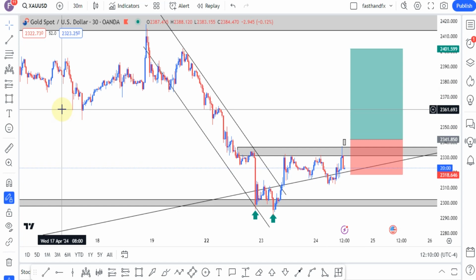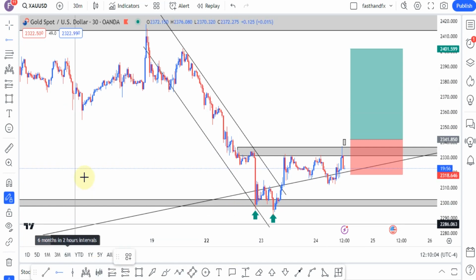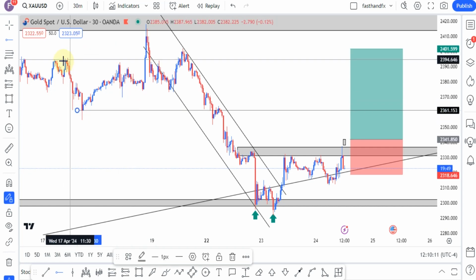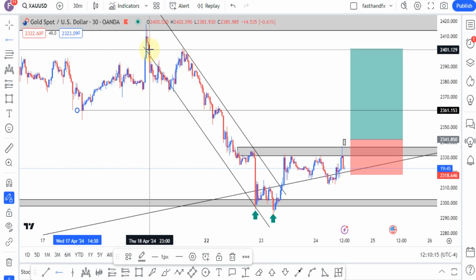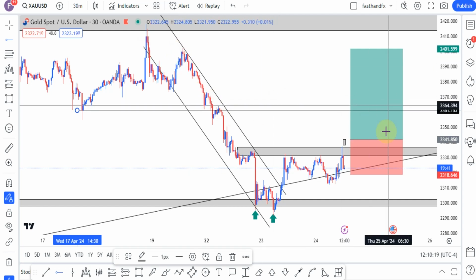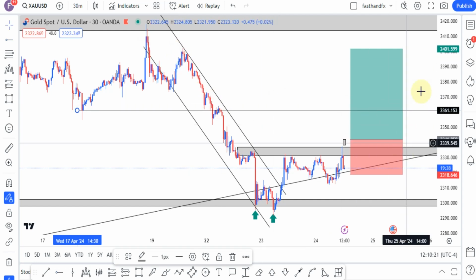So for instance, we can take our first take profit at this point. Then we can take our take profit 2 at this point. So you can hold all the way up here, or you can just take your take profit at this point and wait.